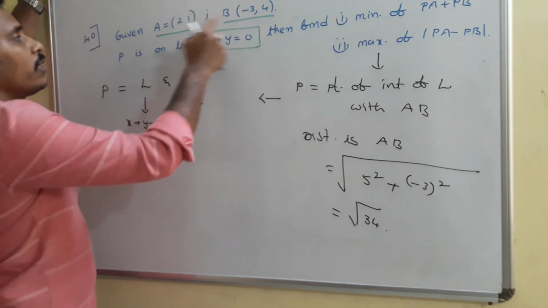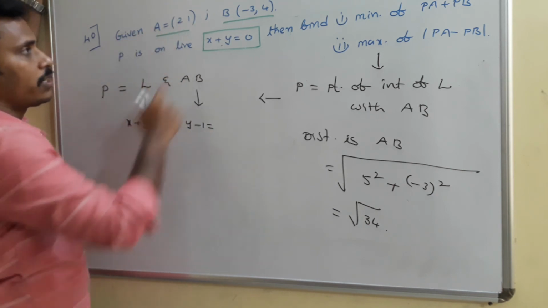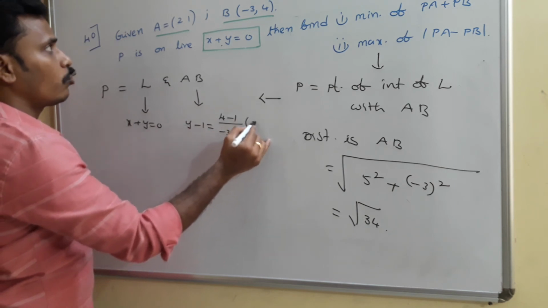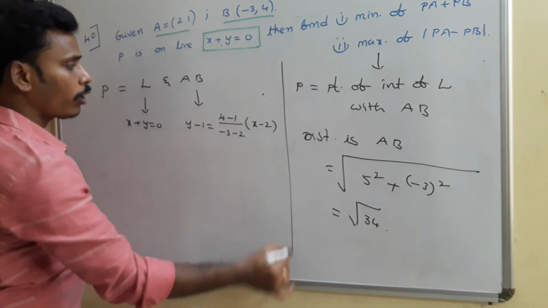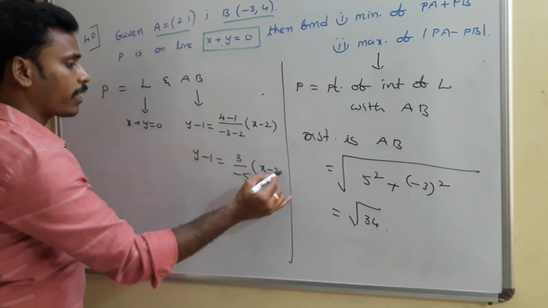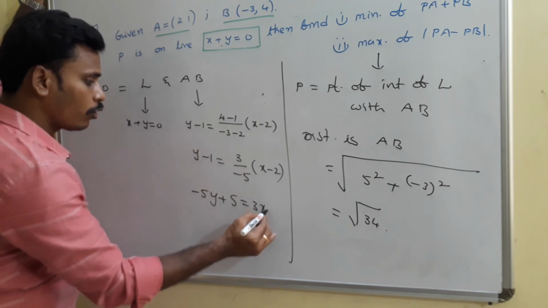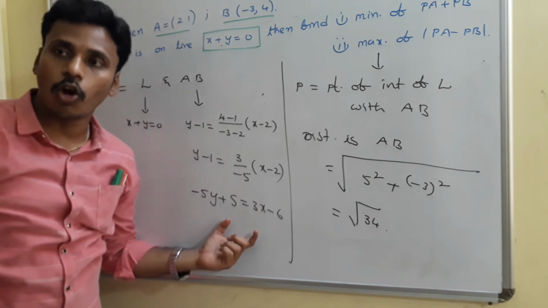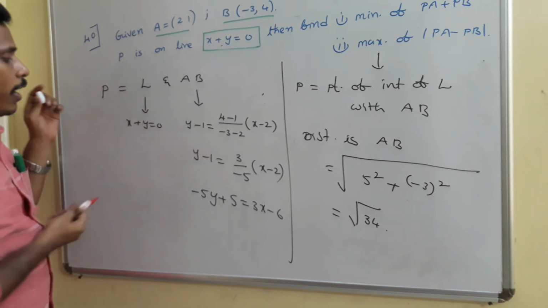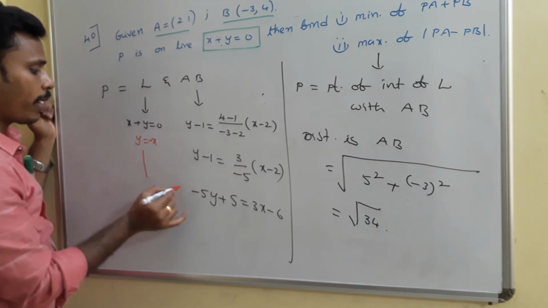To find AB, the equation of AB is y minus y1 is equal to the slope, which you can calculate as 4 minus 1 by minus 3 minus 2, into x minus 2. If you simplify, y minus 1 is equal to 3 by minus 5 times x minus 2, and if you cross multiply, minus 5y plus 5 is equal to 3x minus 6. This is the equation of the line AB. So the common point you need to find. From the given line it is clear that y is equal to minus x, so use that in this.